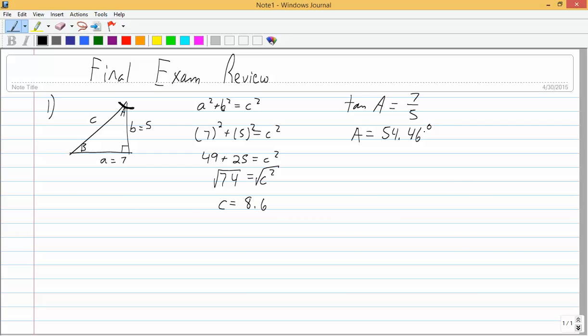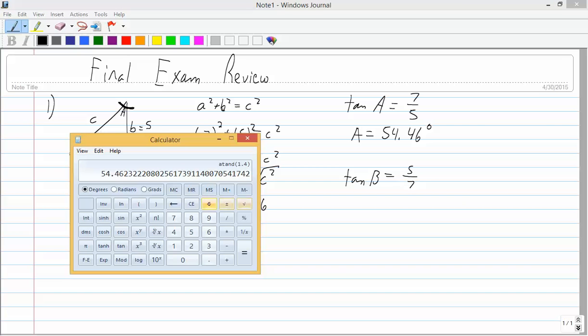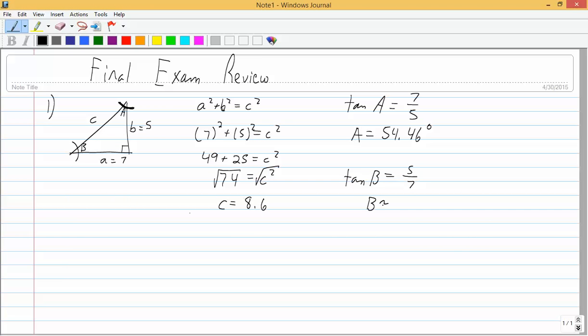Alright, angle B, opposite over adjacent, is 5 over 7. So tangent of B is 5 over 7. So 5 divided by 7 equals, alright, inverse tangent, 35.54 approximately. Alright, so that's D.